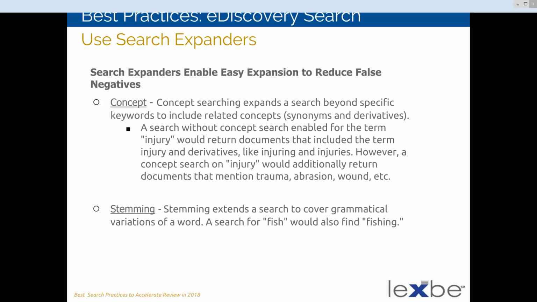The next search expander that we'll talk about is concept. I think concept is one of the best tools to use when you're looking to search beyond a specific keyword to related concepts. So we're talking about a search with concept enabled for the term injury. You're going to return documents that include the term injury as well as its derivatives like injuring and injuries. But a concept search on injury will also return documents that mention the words trauma, abrasion, wound.